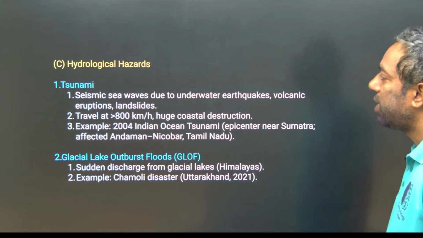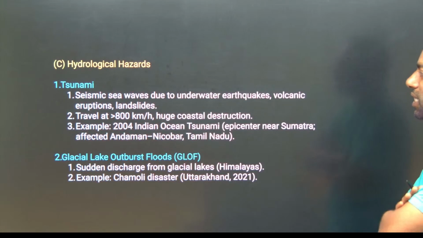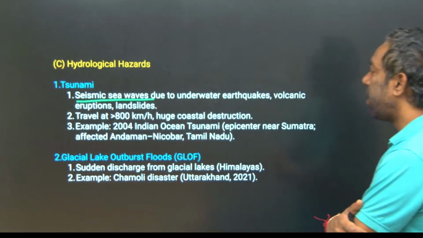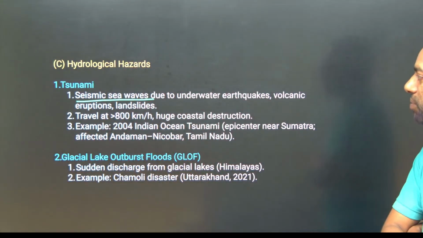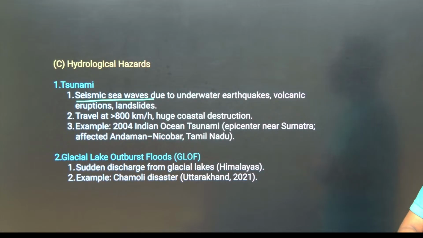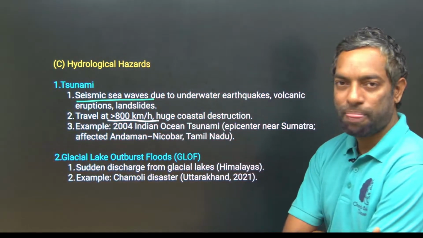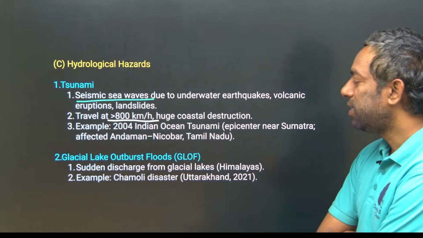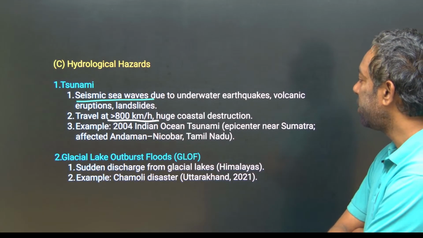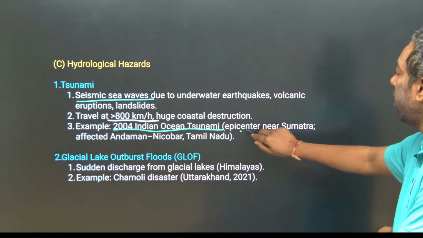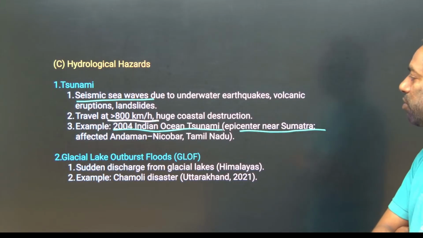And hydrological hazards like tsunami, seismic sea waves due to underwater earthquakes. Volcanic eruptions and landslides can also cause a tsunami. It can travel more than 800 kilometers. Just see how intensive it is. It causes huge coastal destruction. Example: the 2004 Indian Ocean tsunami, with its epicenter near Sumatra, affected Andaman Nicobar and Tamil Nadu.